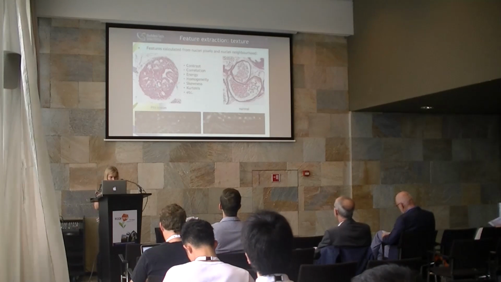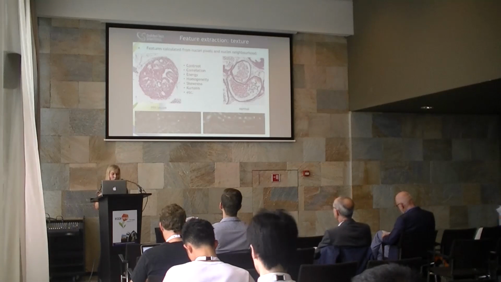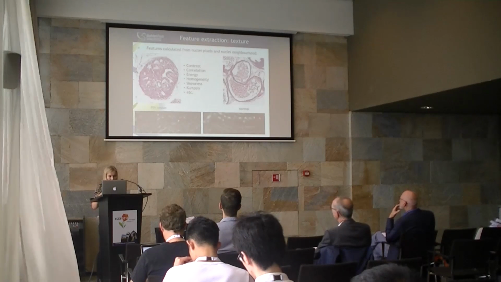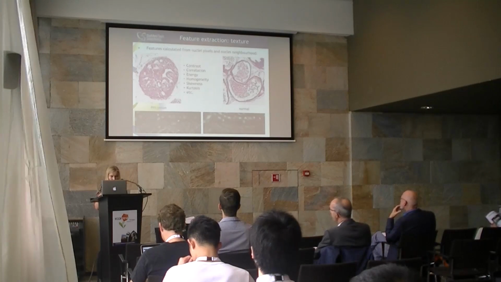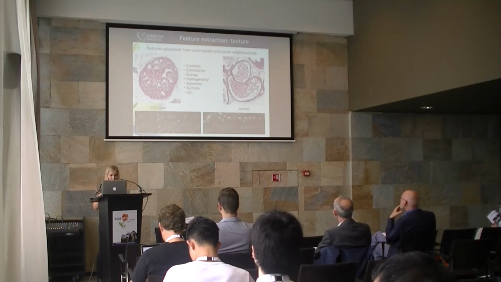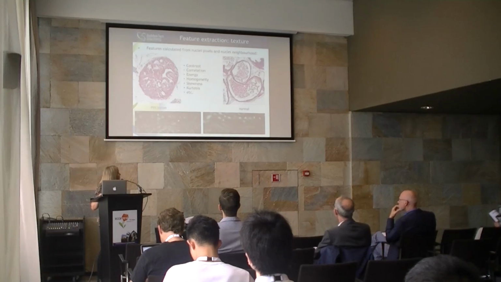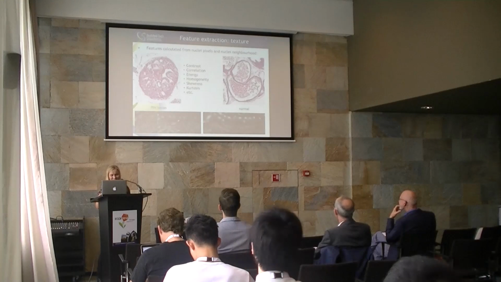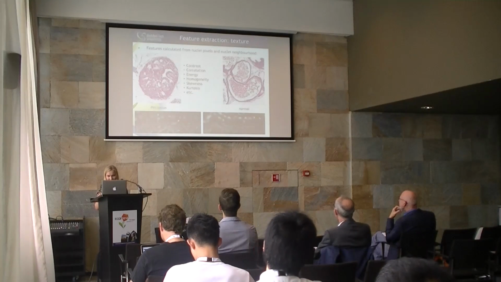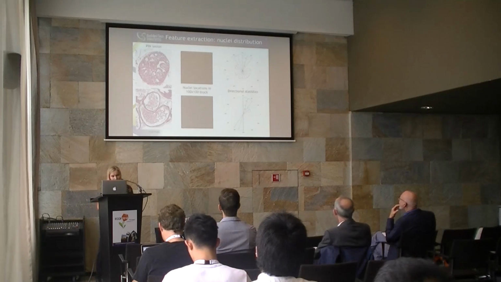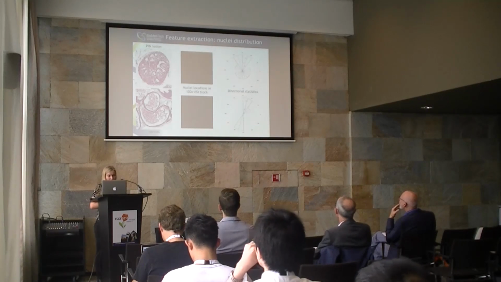We also extracted histogram properties like skewness and kurtosis. These samples are from both PIN lesions and these normal samples, and you can see the hematoxylin and eosin stains, though not very well. Then we extracted these nuclei distribution features.